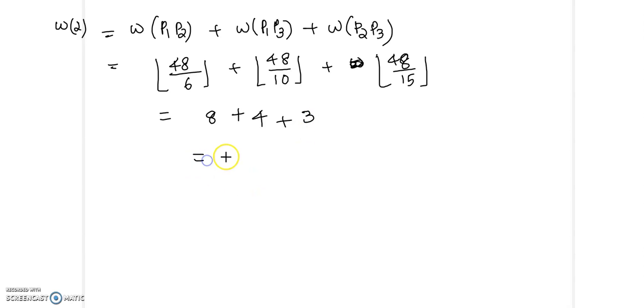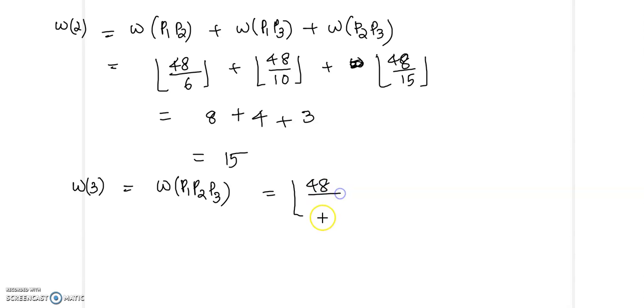So you will get 15, and then omega of 3 is omega of P1 P2 P3. So that is 48 by 30, which is equal to 1.